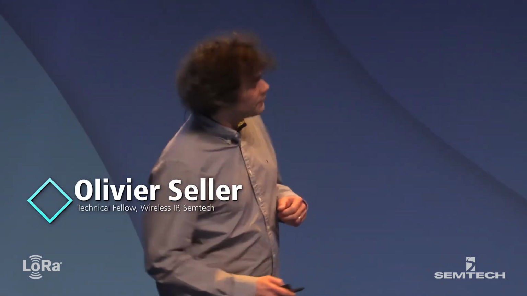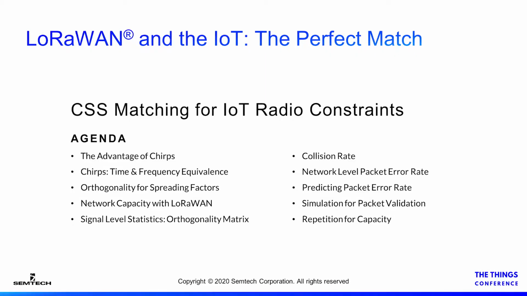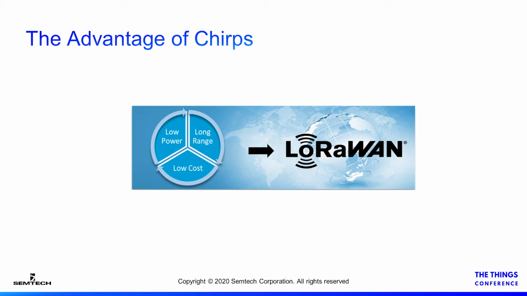I'm going to give a fairly technical talk today with two main parts. First, I will explain why Nicolas and I decided to use Chirp as the foundation of the LoRa modulation. And second, I'm going to explain a fairly simple scheme to predict collisions, and therefore to be able to predict capacity in LoRaWAN networks. So first, why Chirps?